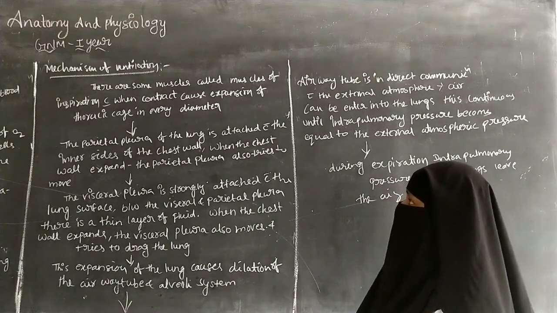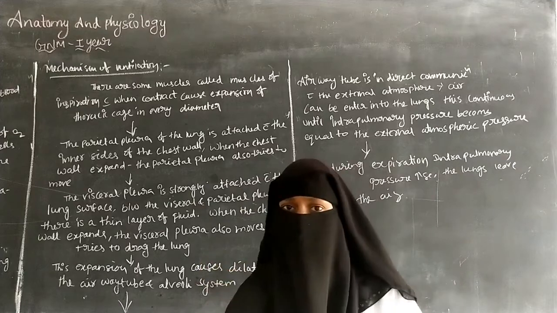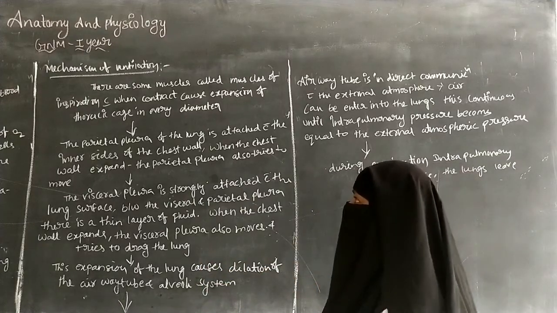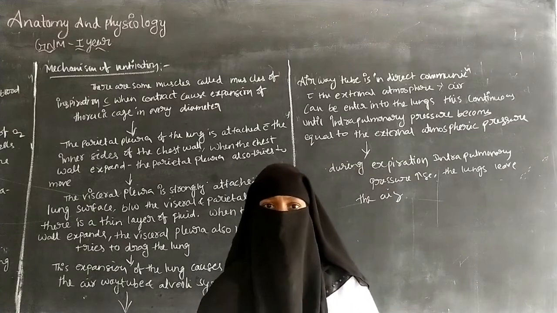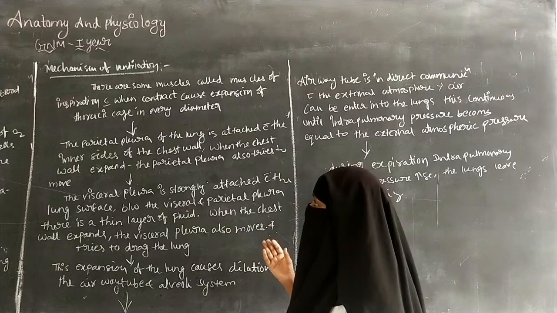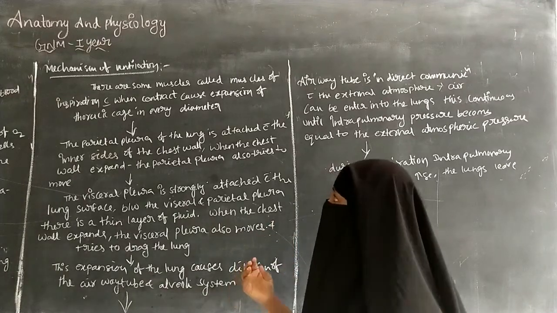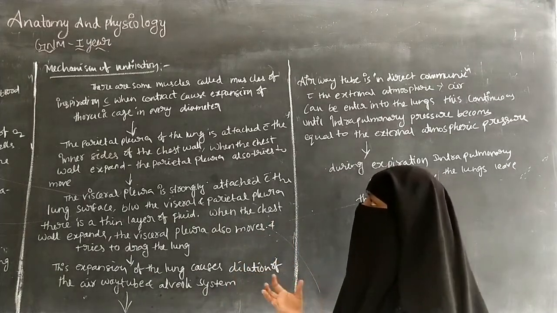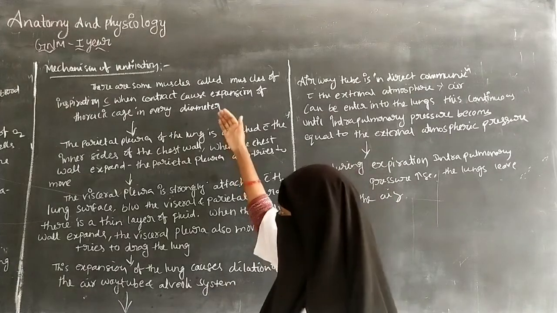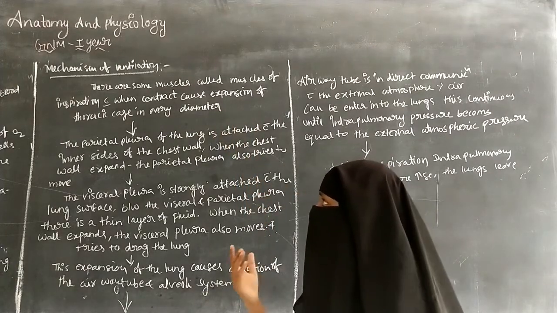During inspiration, the muscles contract and cause the expansion of the thoracic cage. Because of the expansion of the thoracic cage, there is an increase in every diameter, between the thoracic cage and the lungs.